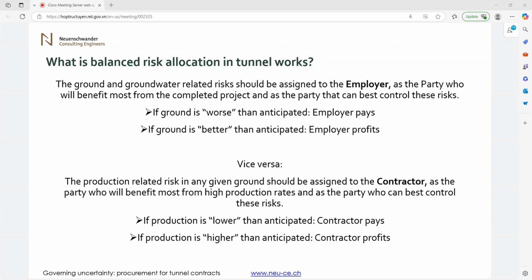Vice versa, the production-related risks in any given ground should be assigned to the contractor as the party who will most benefit from high production rates and as the party who can best control the production-related risks. So if production is lower than anticipated in a foreseen ground, the contractor may incur a loss. If production is better than anticipated in an anticipated ground, the contractor should get the profit.